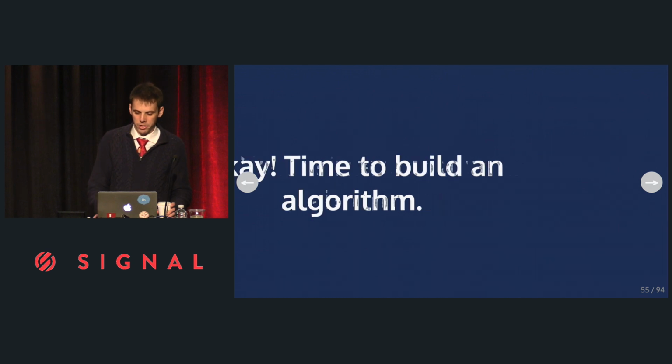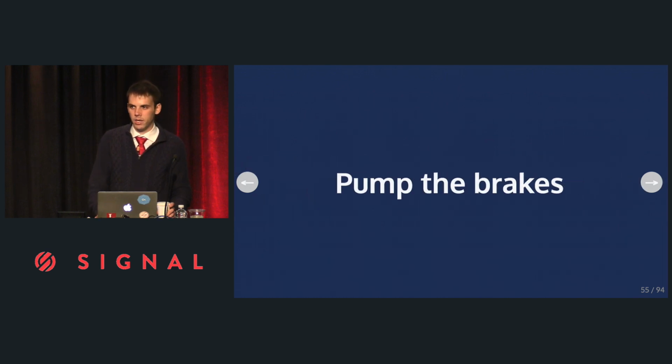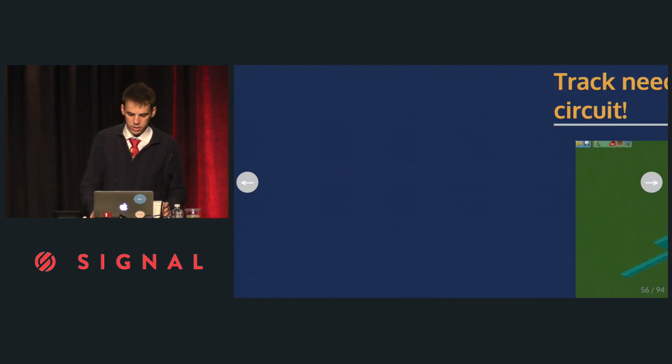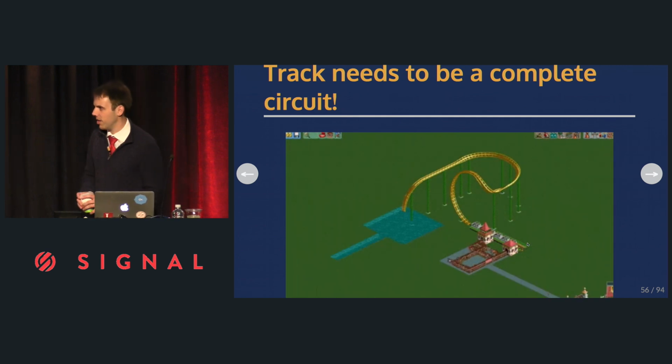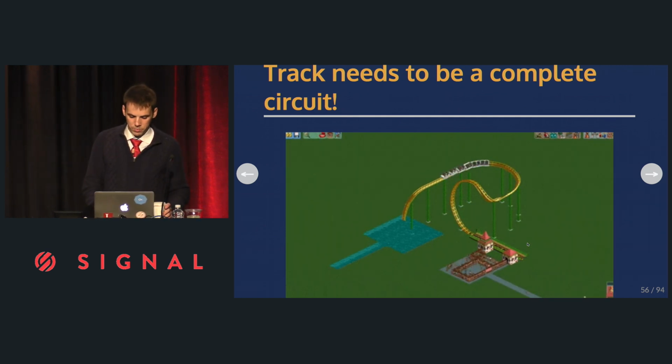Okay, time to build an algorithm. And this is the part where I realized that there's a lot more to having a computer-generated coaster than just excitement and intensity. So the track needs to be a complete circuit, which is not trivial. So here's an experiment where these people are crashing.